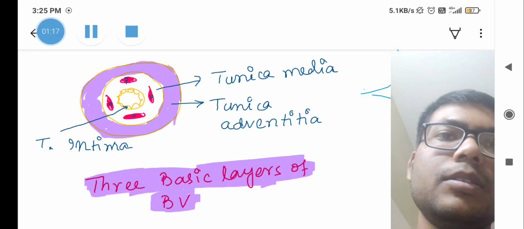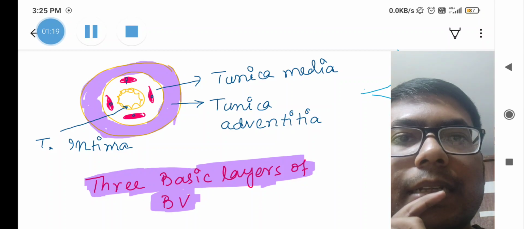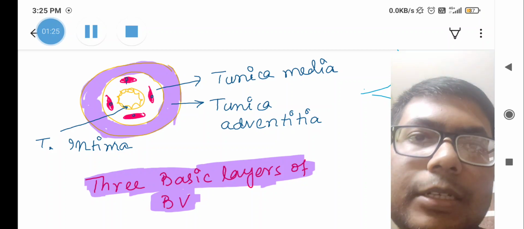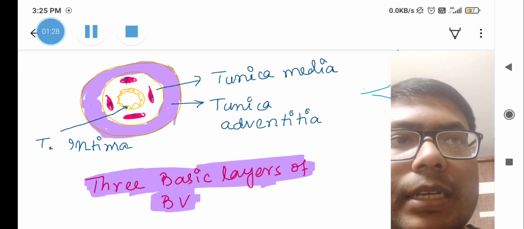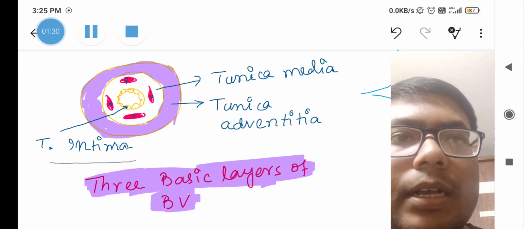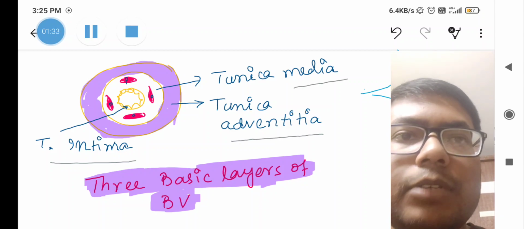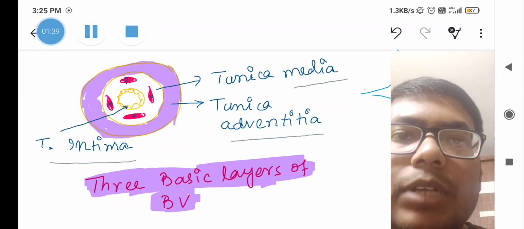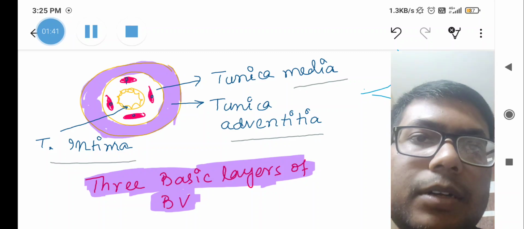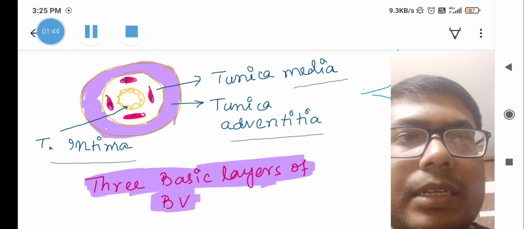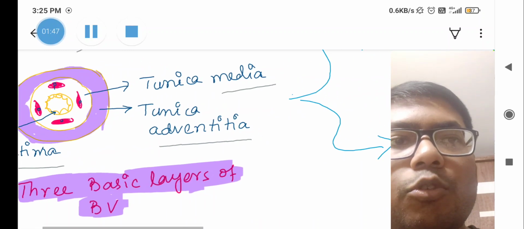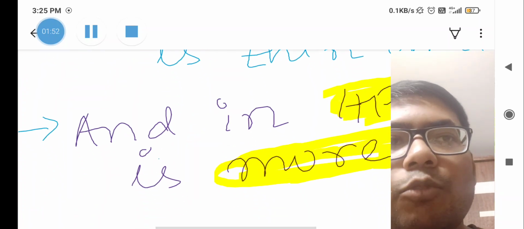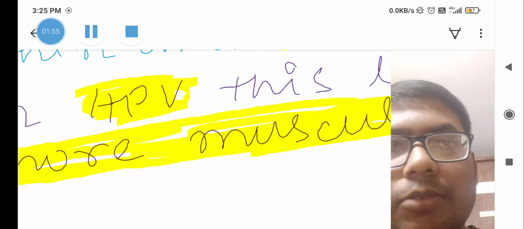And if we see the structure of the blood vessels, it contains three components. One is the tunica intima, tunica media and tunica adventitia. Tunica adventitia is the outermost part, tunica media is the middle part, and the tunica intima is the innermost part. Tunica media contains the muscles, and it is thicker in the low pressure vessels, the veins, and it is also thick in the muscular arteries.